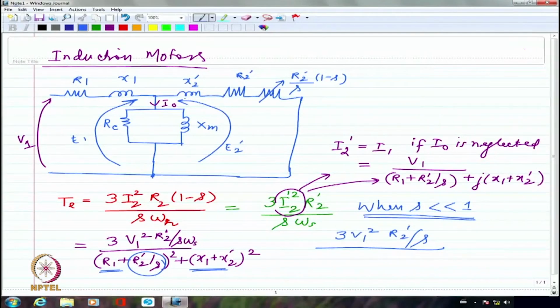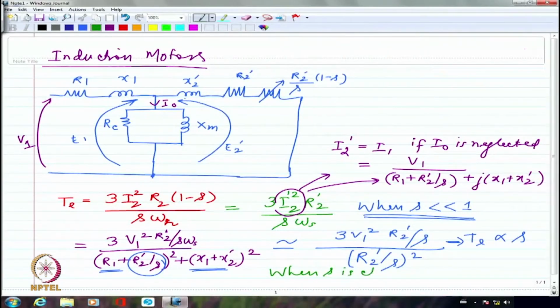Clearly when we do the actual calculations we will not, but we are going to have this as R2 dash by S the whole square. So this is approximately equal to this. Because of which I am going to have TE proportional to slip. Because R2 dash by S whole square at the bottom and R2 dash by S on the top, I will get basically S coming at the top. So I am going to have TE proportional to slip whenever the slip is going to be really, really small.